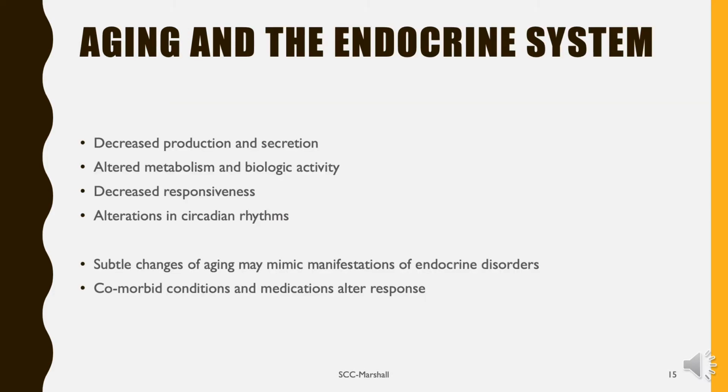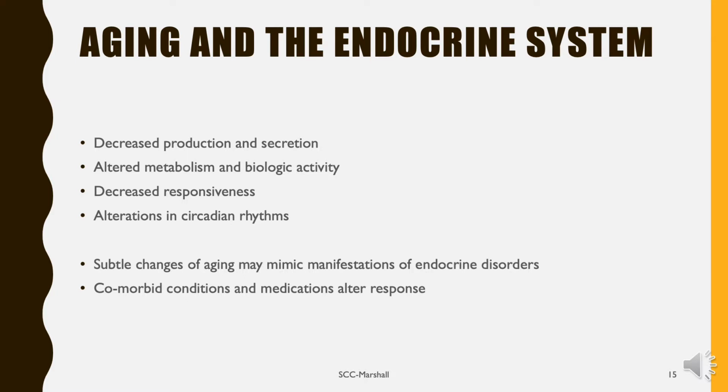The aging process is going to have many effects on the endocrine system. So we're going to see things like decreased production and secretion of hormones, altered metabolism and biologic activity, decreased responsiveness, and also alterations in circadian rhythms. So what happens is that sometimes the subtle changes of aging can mimic manifestations of endocrine disorders, which can lead to a missed diagnosis or a delay in treatment.